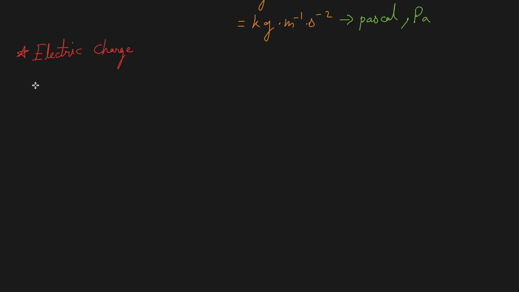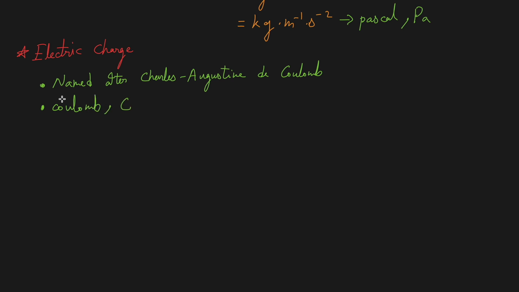So the unit of electric charge was named after Charles Augustin de Coulomb, and written in full it is Coulomb and its symbol is capital C. So what is electric charge? What is the equation for electric charge here?